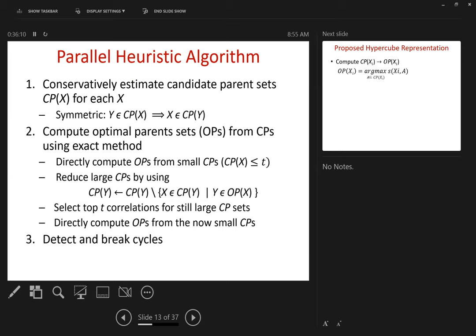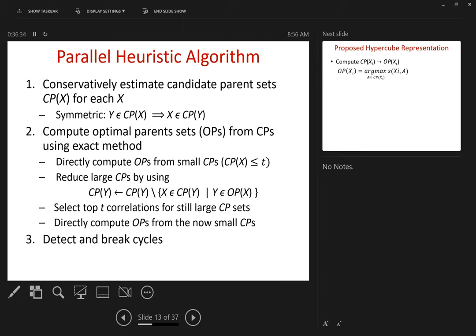Right, so that is CP, and that's going to be symmetric. So I don't know the directionality. If I see a correlation between two genes, either one could be the parent of the other. So we put each of them in the candidate parent set of the other one, right? So this is how we create the candidate parent set for every gene, and these set sizes vary, and we hope that it's much smaller than the total number of genes.